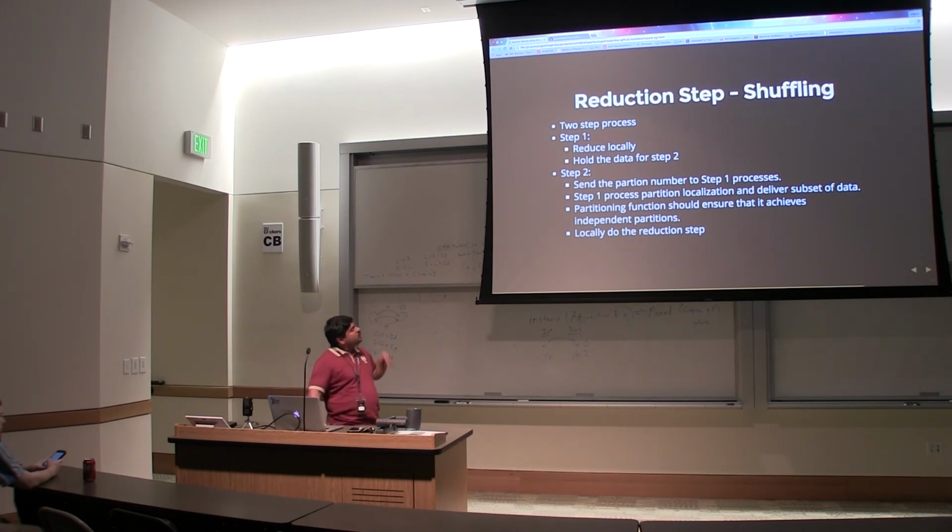In the same way as the mapping RDD, reduction RDD actually happens in two steps. The first step is to reduce locally, and the second step is to partition and then distribute the data on multiple nodes. And then again locally do the reduction step.